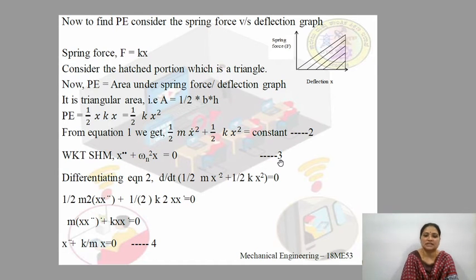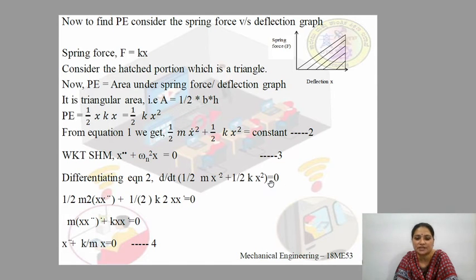Now, if we compare equations 2 and 3, we do not have any term representing the acceleration, or x double dot. So in order to compare these two equations, we need a term having x double dot in equation 2. That can be obtained when we differentiate equation 2. So, differentiating equation 2 with respect to time t, d by dt of half m x dot square plus half k x square is equal to 0.